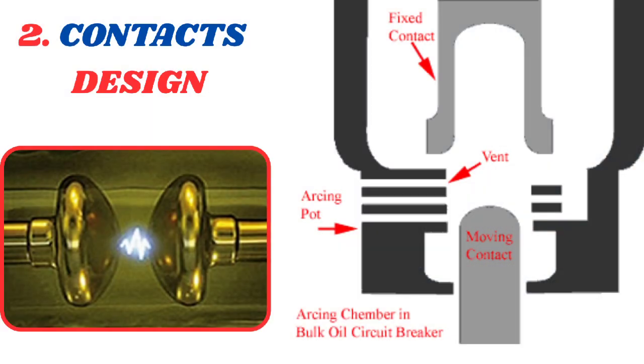2. Contacts design. The design of the contacts in an oil circuit breaker plays a crucial role in the arc quenching process and overall performance. The contacts must be designed to withstand the high temperatures and stresses associated with arc quenching, and their shape and material can impact the circuit breaker's ability to interrupt faults. Proper contact design can help ensure reliable arc quenching, reduce contact wear, and prevent faults from escalating.